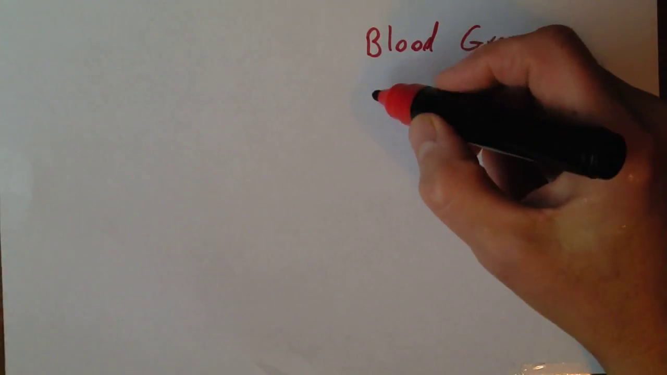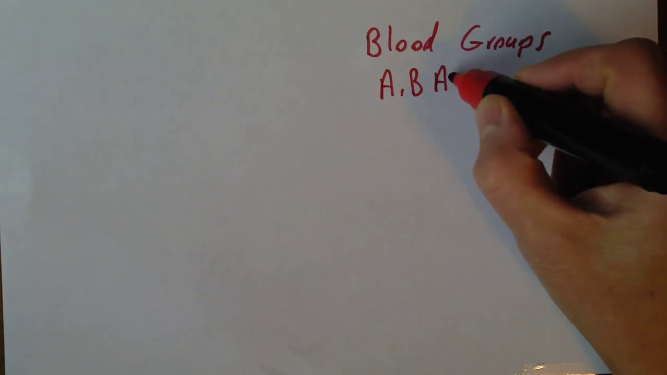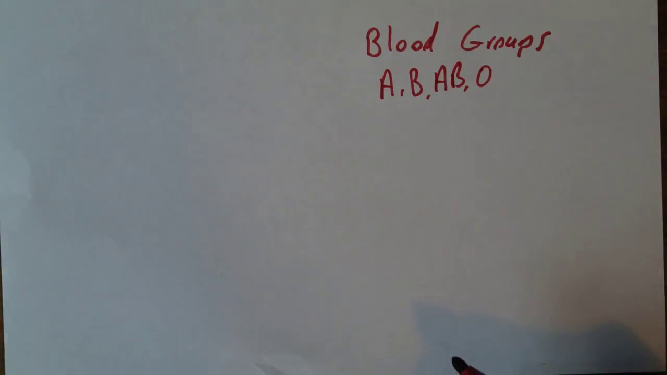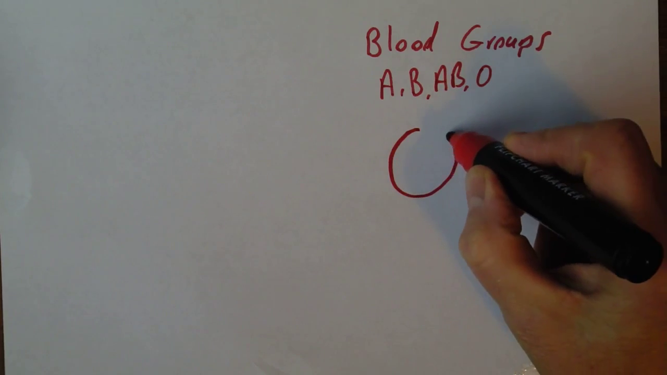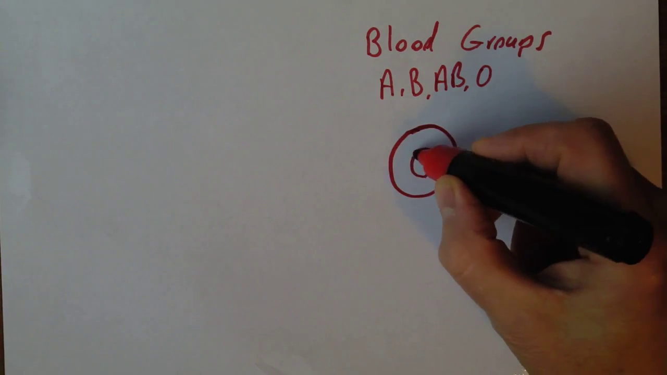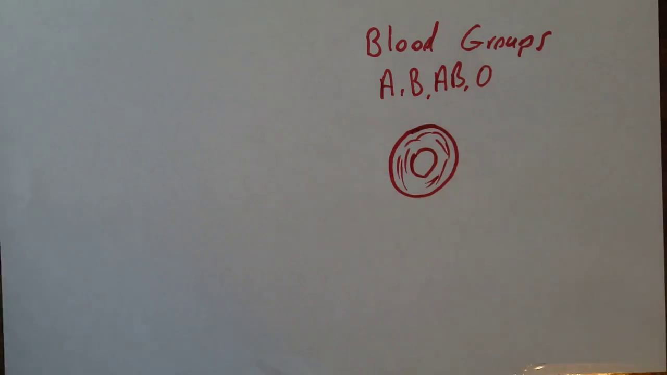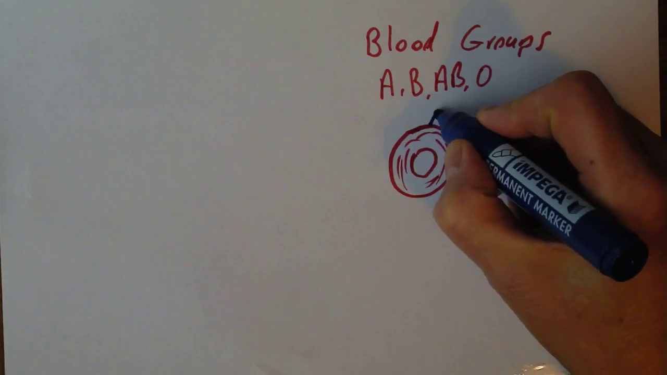Now, when we're thinking about the blood groups, there can be groups A, B, AB, or O. This is the ABO system. And the group is determined by the nature of the antigens on the surface of the red cell. So here we have our red cell, the erythrocyte, darker on the outside because it's thicker on the outside. And the blood groups are actually antigens on the surface of the cell.